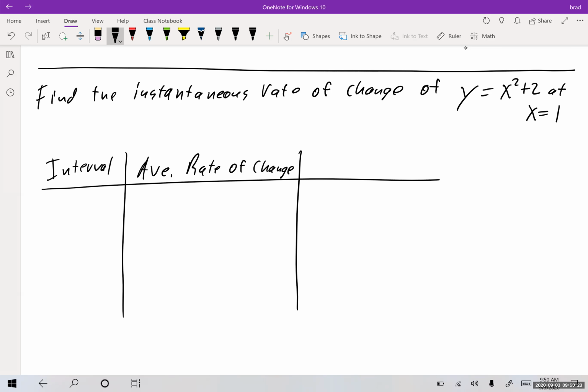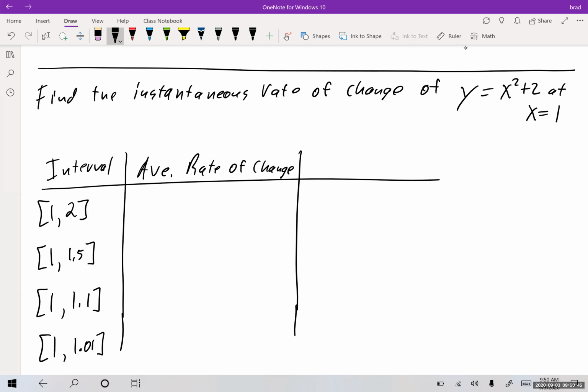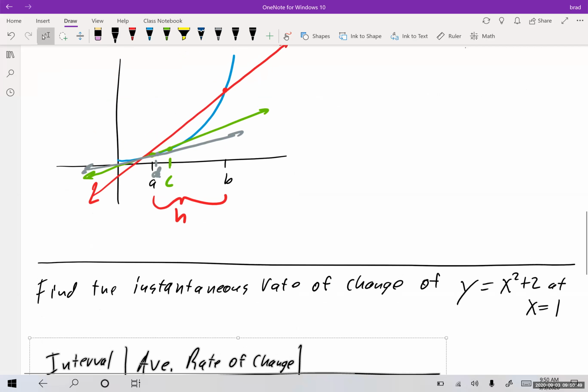My interval will be from 1 to 2. When we first do our secant line, we just choose the points 1 and 2. Then we pick up our point and move it closer, and we say 1 and 1.5. Then we move it closer and say 1 and 1.1. Then even closer and say 1 and 1.01. So we're continually moving our point, just like I did in here. I'm just picking up my B and moving it closer and closer to A.